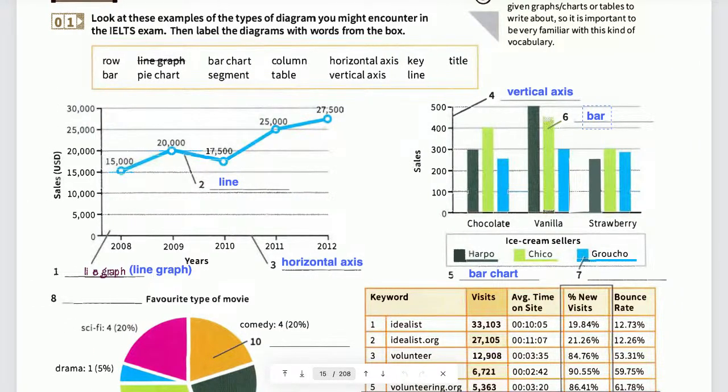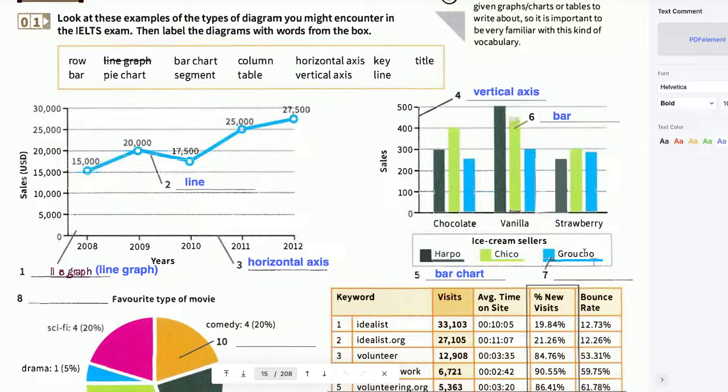Number 7, we see it is pointing to a name. Okay, so we have ice cream sellers, we have Harpo, Chico, and Groucho. So number 7, what's that? Okay, we call it key.